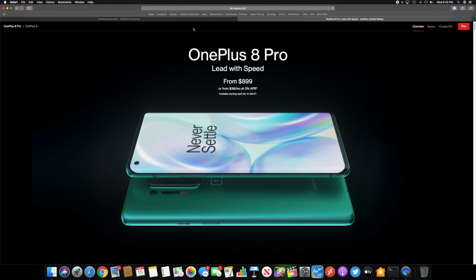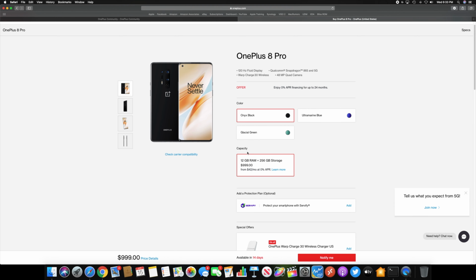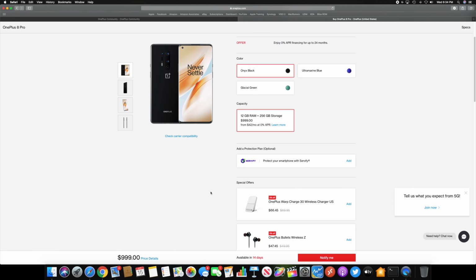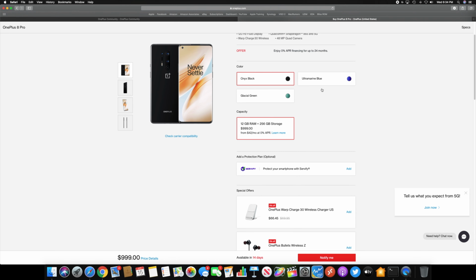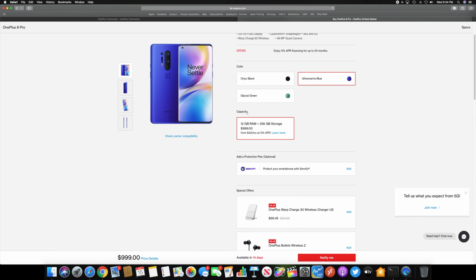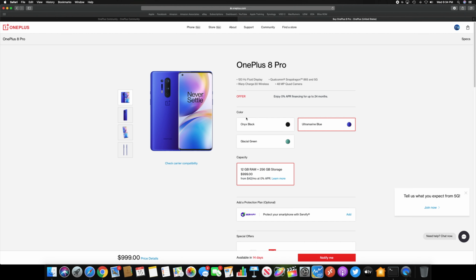But if we head over here to the phone, everything is sold out. I did see from OnePlus that they did a little restock about an hour later. They had a very limited restock, and those went pretty quick as well. But everything is available in 14 days now, so it is the original April 29th that they said.